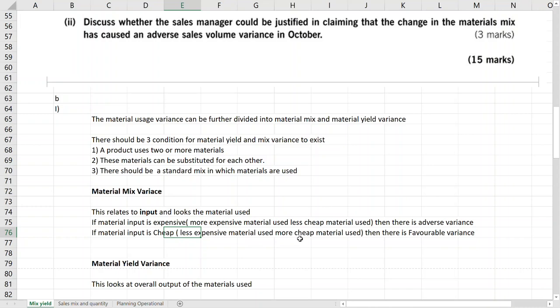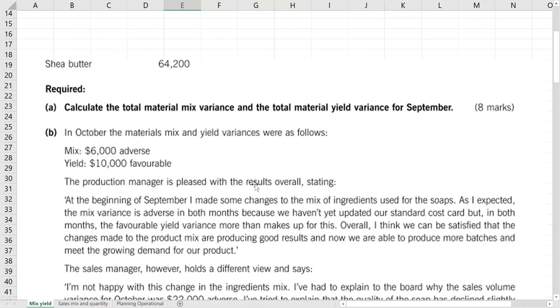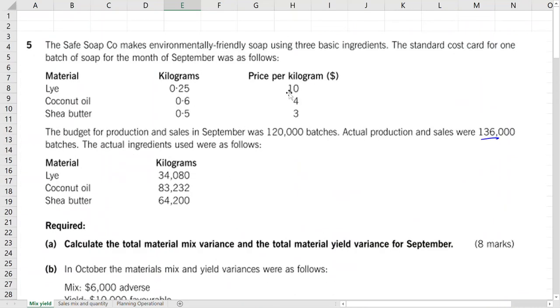Like if we talk about banana smoothie, if you add more dates, then it will be adverse. You can make 1 glass, but that 1 glass would be expensive. In this example, if you can see, this line is expensive. Okay, the first material is expensive. If I use more of this material, then my mix would be adverse. Okay, does it make sense?